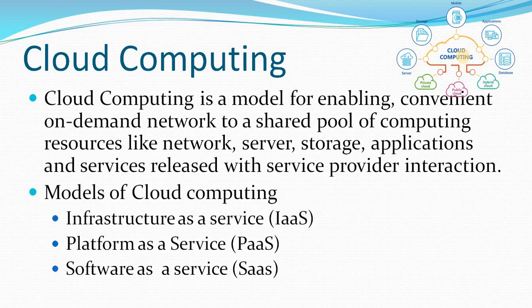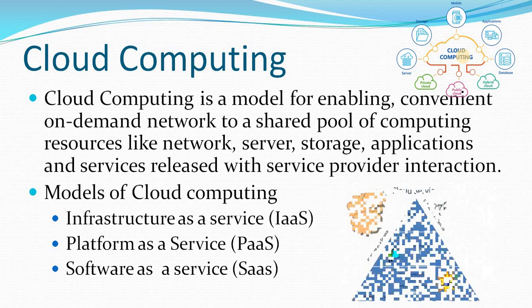Okay, so this is the definition of cloud computing which you all should remember. Next, models of cloud computing. Cloud computing has three different models. First one, infrastructure as a service, IaaS. Second one, platform as a service, PaaS. The third one, software as a service. Now by the name we can understand the first one is going to give us infrastructure. Okay, the second one is going to give platform and the third one is going to give us software. Let us see a diagram.